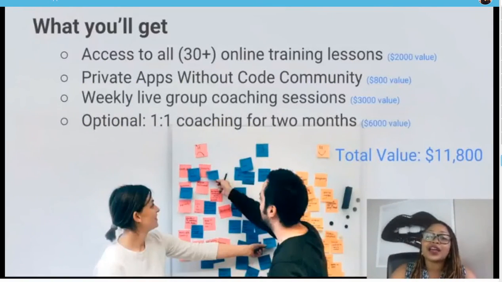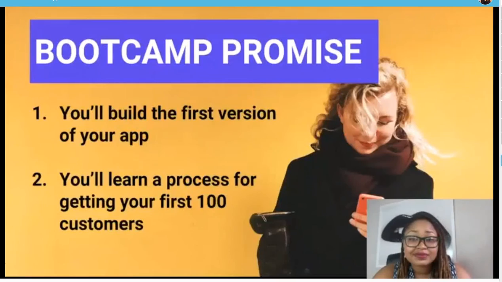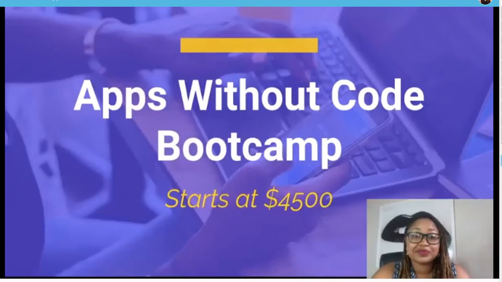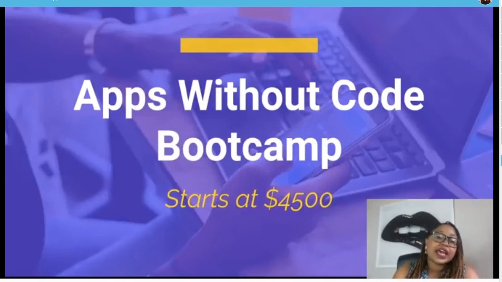So you're getting access to the 30 plus online training lessons. You're getting the private Apps Without Code community. You're getting the weekly live group coaching sessions. And then also, if you want, you can add that one-on-one coaching in addition to the group coaching if that's something that just meshes well with your work style. Cool? So again, just to say this one more time, the Bootcamp Promise: you're going to get the first version of your app built, and you're going to get a clear process for getting your first 100 customers generating revenue from them. So that's what Apps Without Code Bootcamp looks like, and the pricing starts at $4,500.